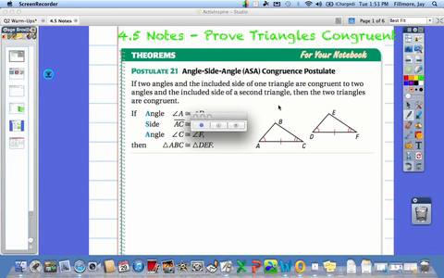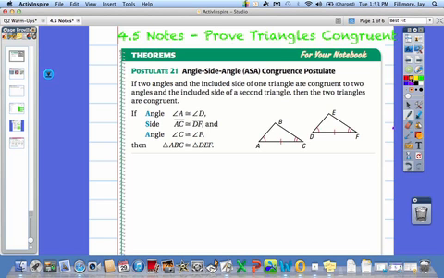Hello ladies and gentlemen, today we're talking about proving triangles congruent. We're going to talk about two different ways we're going to do that. The first way is an angle-side-angle congruence postulate, and the second one is a theorem that we'll talk about in just a moment.